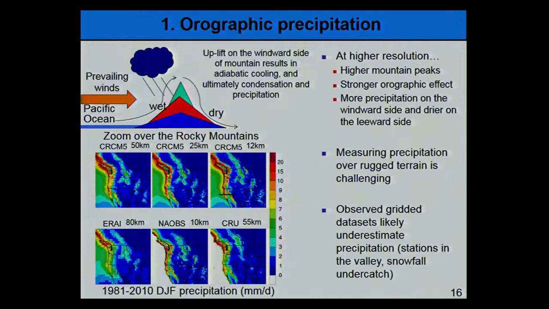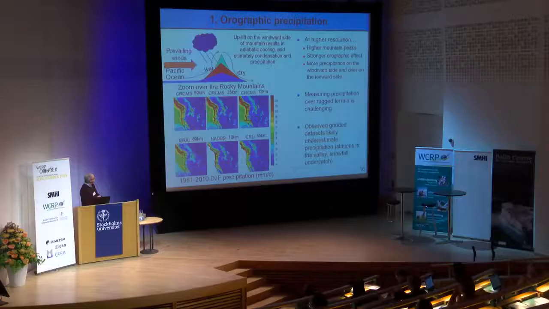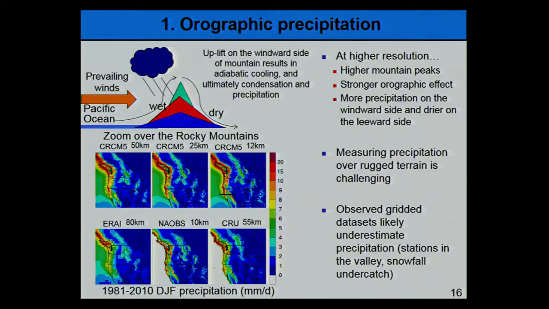So let's start with orographic precipitation in the US Northwest. Here I'm showing you the maps obtained at three resolutions, going from the coarser to the finer resolution. And at the bottom, I'm showing you some analysis, in quotes, of observation. ERA, of course, is a reanalysis, but the precipitation is not an analysis, it's a byproduct. There is a CRU at 55 kilometer mesh, and there is this data set called NAObs, which is at 10 kilometer.